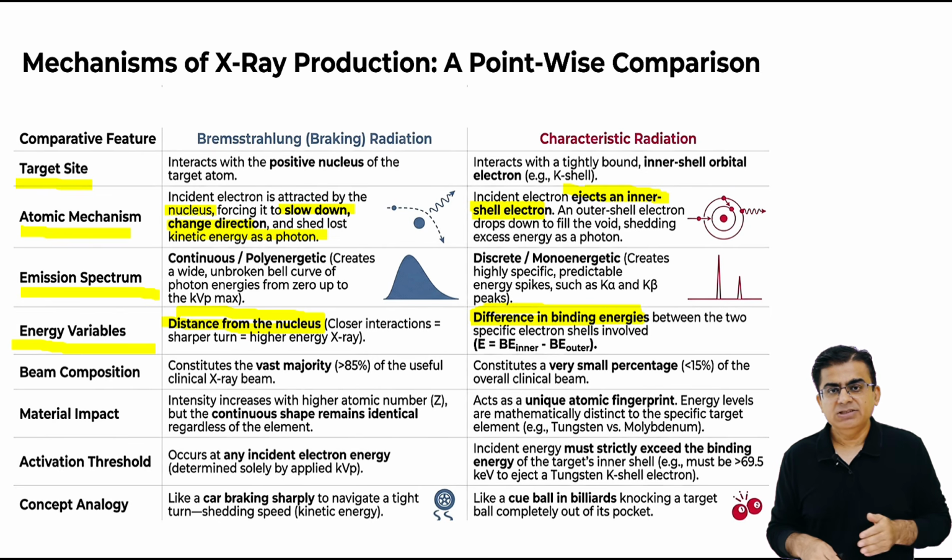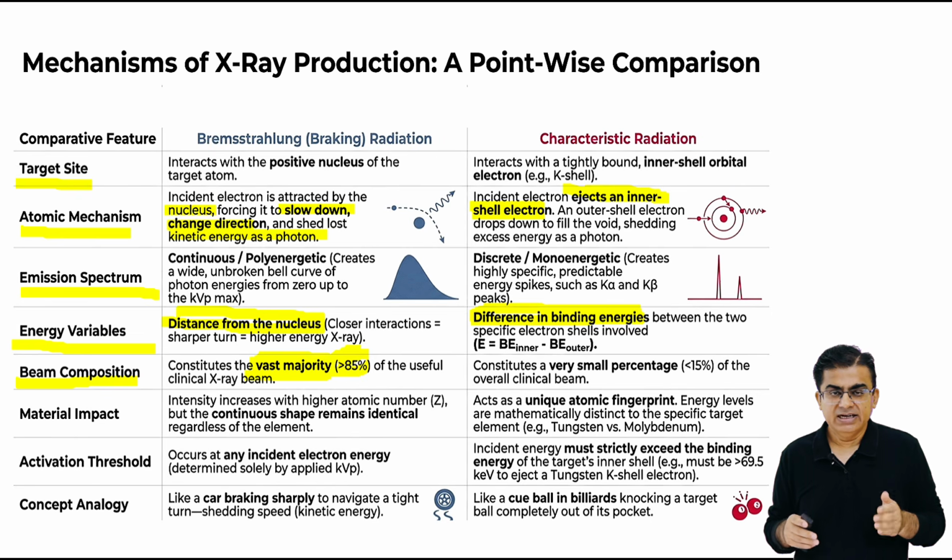Let us see how much each process contributes to our final clinical beam. I want you to firmly remember that Bremsstrahlung constitutes the vast majority of your useful X-ray beam. It makes up greater than 85% of the total clinical beam. Characteristic radiation only contributes a very small percentage of less than 15%. These percentage numbers may vary depending on a lot of other things. But you should remember that the vast majority of the clinically useful X-ray beam comprises Bremsstrahlung X-rays and some minor portion characteristic radiation.